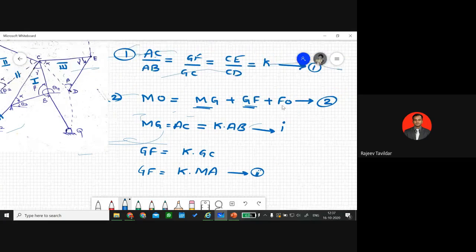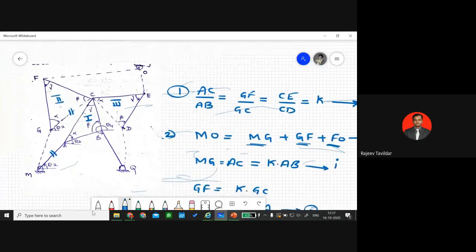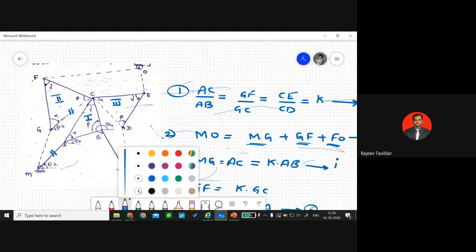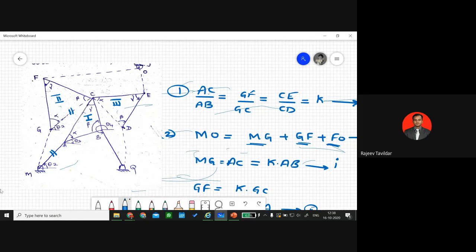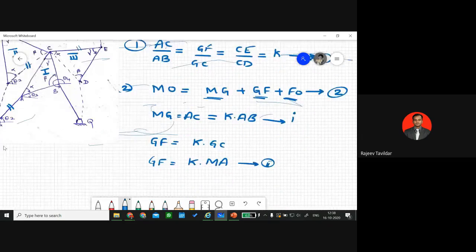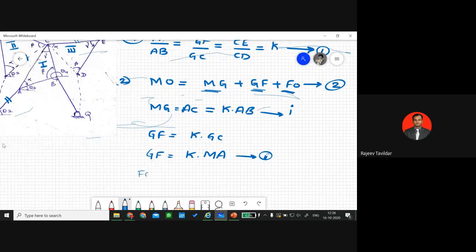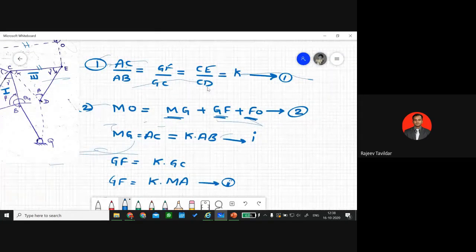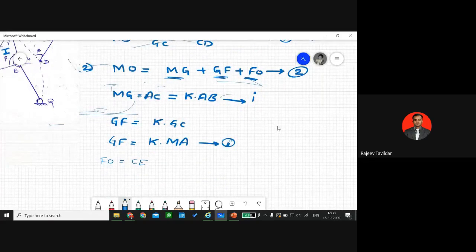So let us now identify what this FO is. Look at the diagram again. FO should be equal to what? As per the CE parallelogram, FO and CE must be parallel and equal. So I'm going to write FO equal to CE, and from equation number 1 I can write CE is equal to K into CD, right? So this is K into CD.